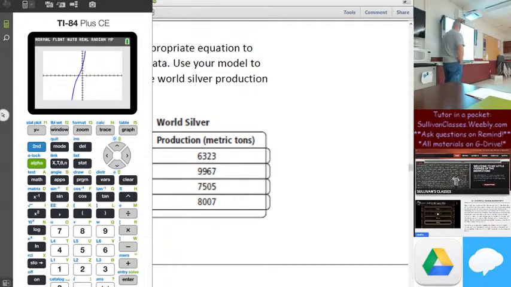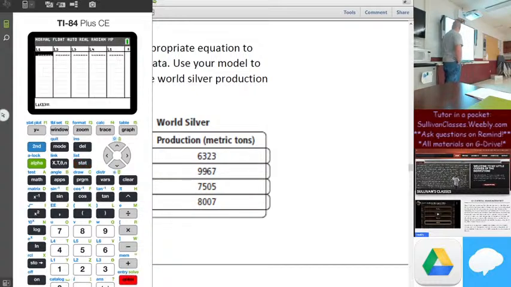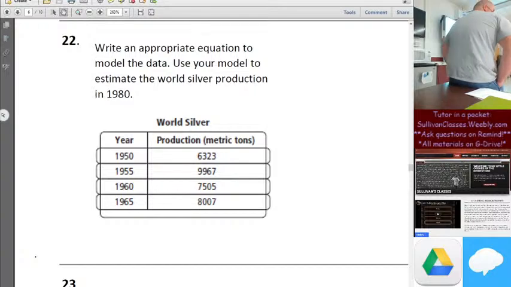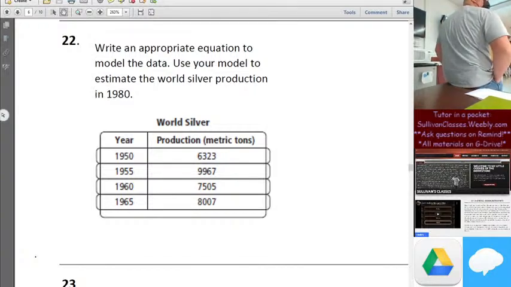Just like our one variable stats. Stat, Edit. I'm going to put things in my lists. Before I go doing it, slow your roll. Wasn't there something about years and tables and data? If I put in 1950, that's fine. I can do that. But I am going to get a regression model that goes back to the year 0. And I'm pretty sure that the world production in silver in the year 0 is going to look kind of funky.